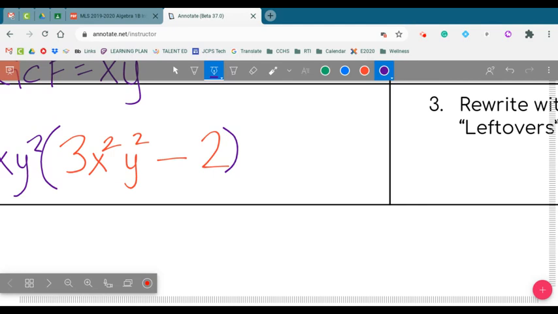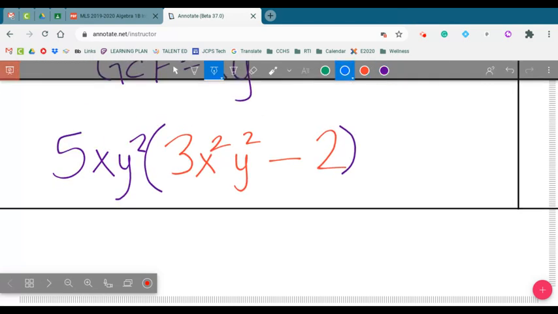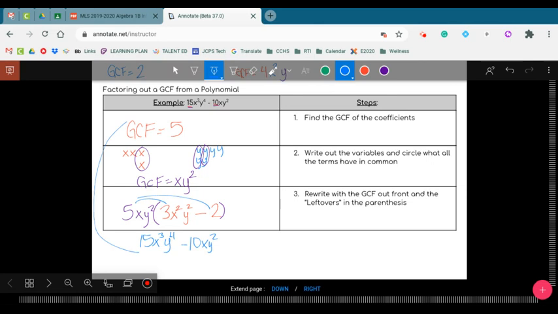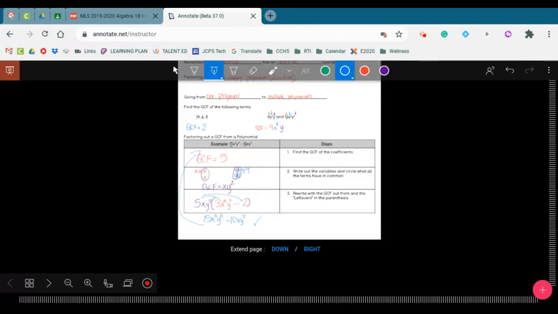Now, whenever you're done with this, you can double check your work. So how did I do this correctly? And you would just redistribute it through. So 5 times 3 is 15. X to the third, y to the fourth, because you add your exponents, minus 10. And then I would just add on the x and y squared. And did I come back to the same thing that I started with? Yes. So I did it correctly. So you will have to check your work on some. So keep in mind with that.